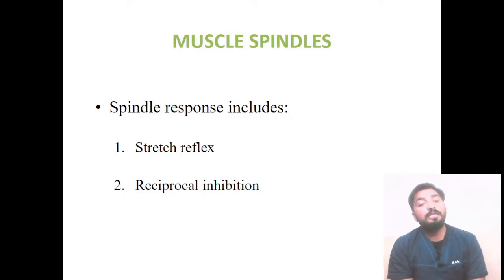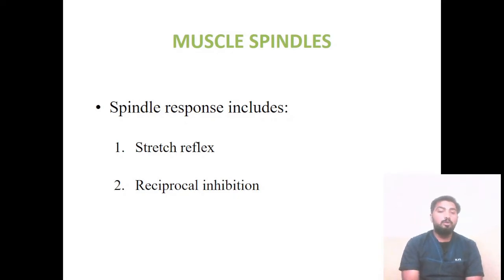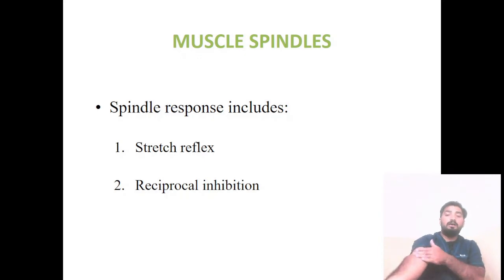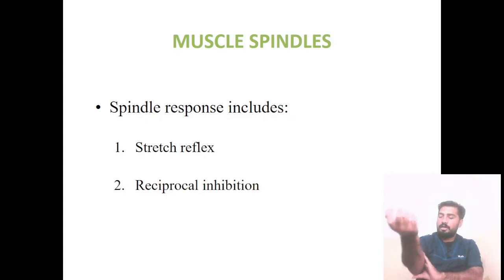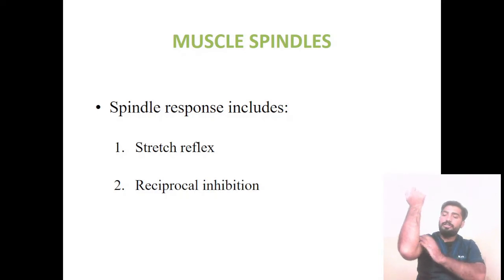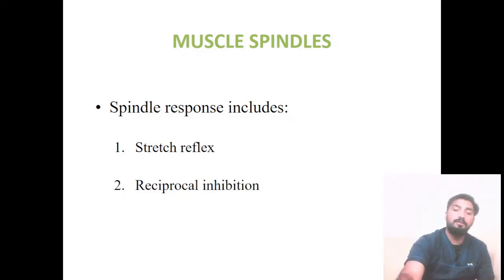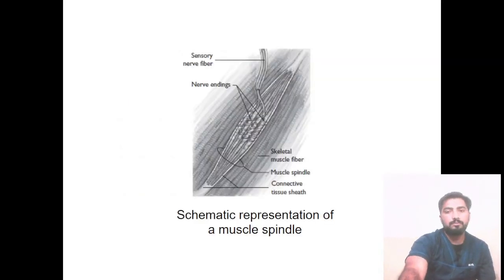Muscle spindles respond in two ways. Number one is the stretch reflex and the reciprocal inhibition. As I already told you, the stretched muscle will contract reflexively, and the opposite muscle, the antagonist, will be inhibited reciprocally. So if I stretch the biceps, it will contract, and the triceps will be inhibited. That is the reciprocal inhibition.